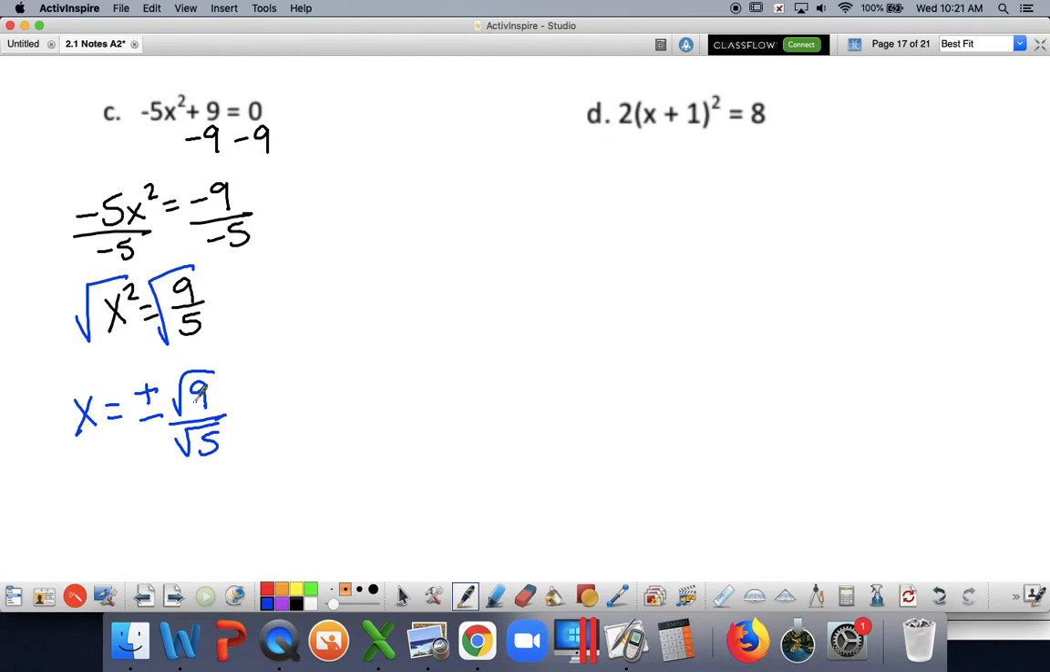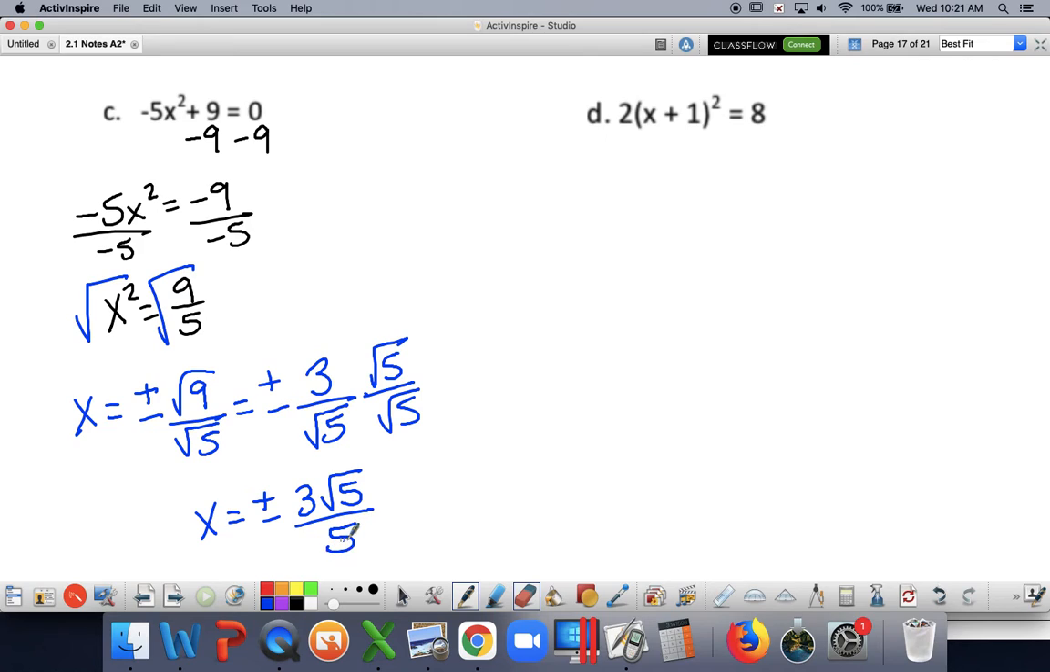Unfortunately, we're not done. We can simplify the square root of 9. I now have a 3 in my numerator, although I still have a square root of 5 in my denominator. I then multiply both my numerator and denominator by the square root of 5, just like we did at the start of this lesson, rationalizing our radicals. And I get that my final answer is positive or negative 3 square root of 5 over 5.